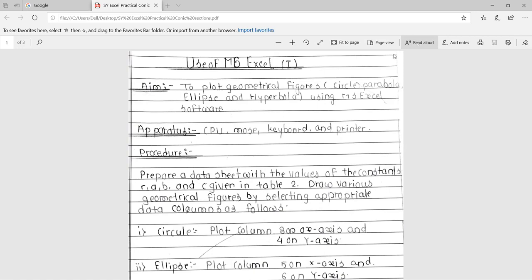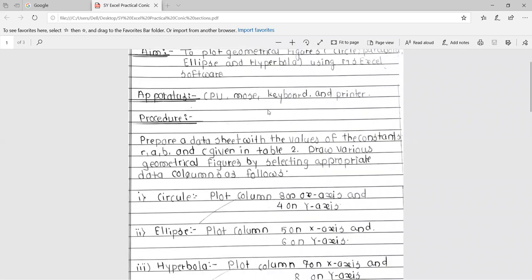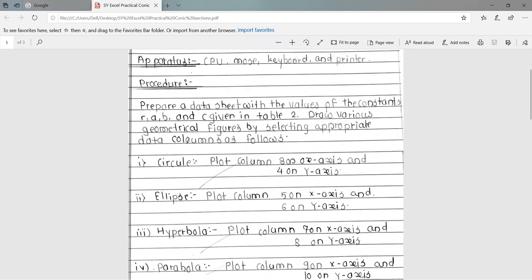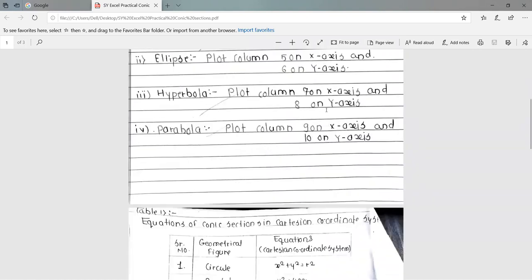As you can see on your mobile screen, the aim is to plot geometrical figures using MS Excel software. The apparatus that we will use for this experiment is CPU, mouse, keyboard and printer. Okay, the procedure. So let's directly go to the procedure.